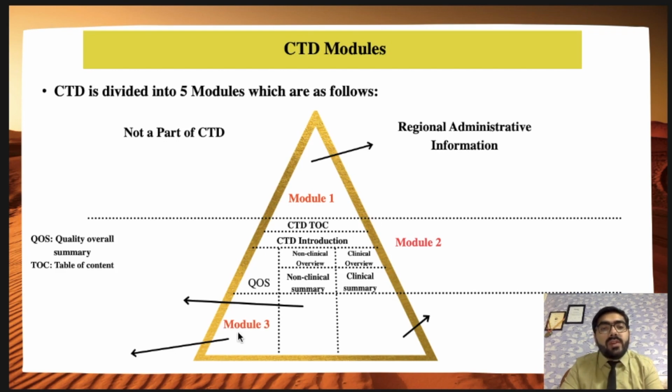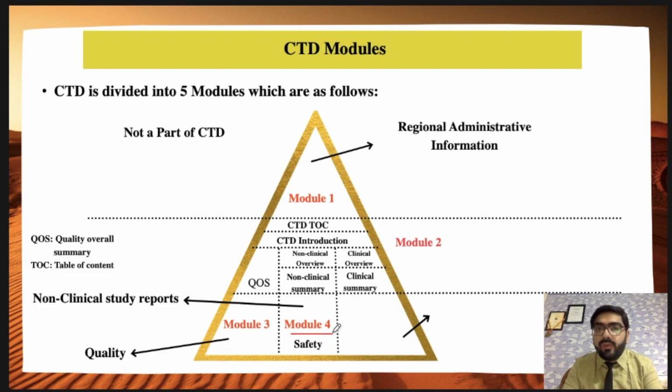Then coming to module 3. Module 3 is basically called the quality part, where we have to submit the quality data. Coming to module 4, module 4 is the safety part, where we have to submit the safety data. Module 4 is also called non-clinical study reports, so we have to submit the non-clinical study reports in module 4.